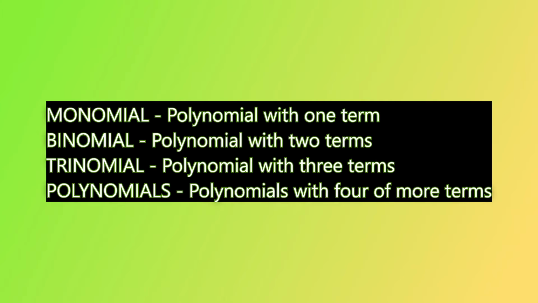Monomial, a polynomial with 1 term. Binomial, a polynomial with 2 terms. Trinomial, a polynomial with 3 terms. And lastly, polynomials, polynomials with 4 or more terms.